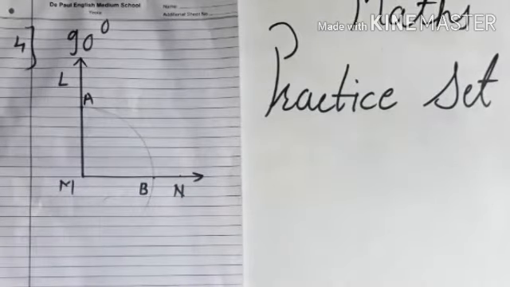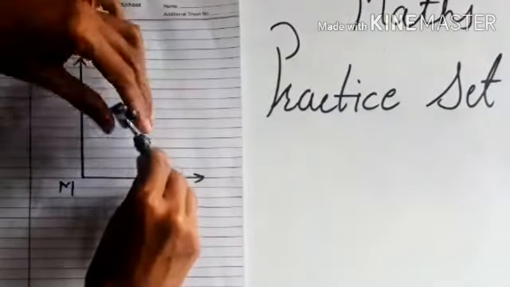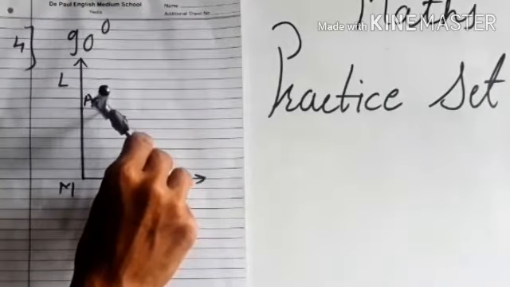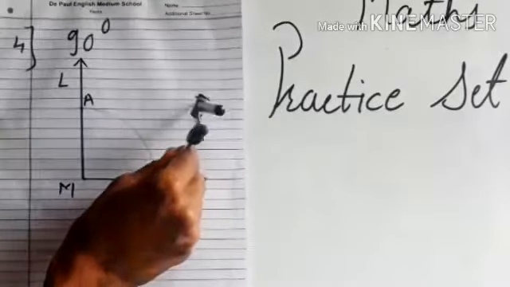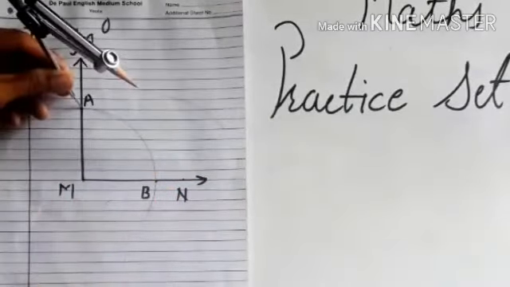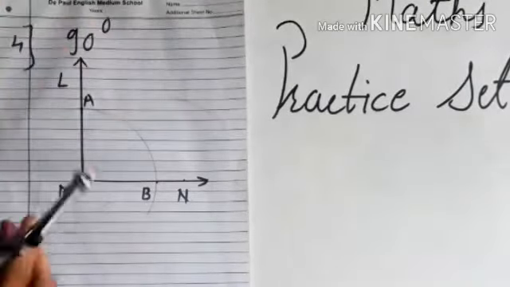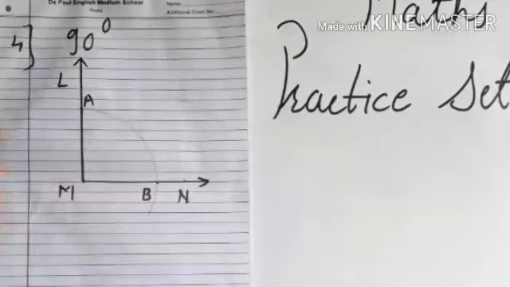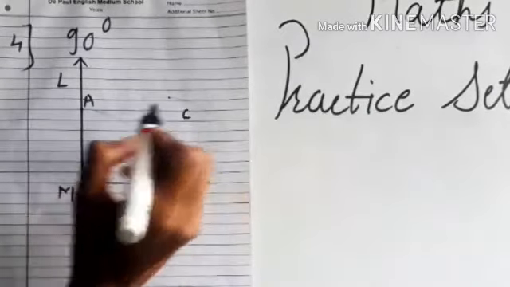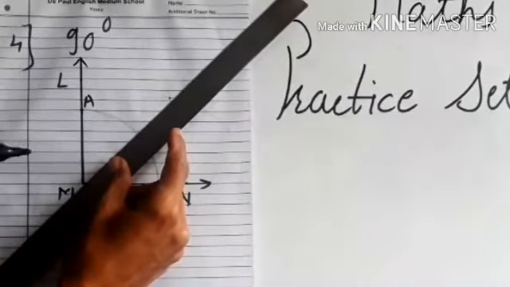Then keep the compass point on point B. Take an appropriate distance, more than half of the distance between point B and A. Draw one arc inside the angle. With the same distance from point A, draw another arc which will intersect the first arc. Give some name to that point of intersection. Let us consider this point as C. And now draw one ray MC.